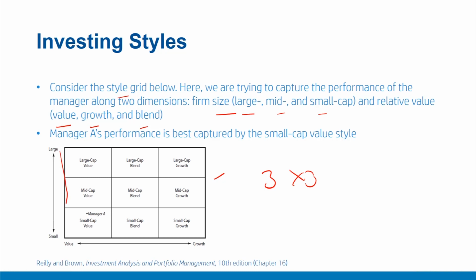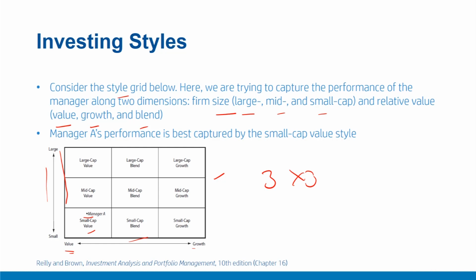style grid. In this 3x3 style grid, we have the size dimension from small to large and the value versus growth dimension. From one extreme, value, the other extreme is growth. In between there is a blend. Now any given manager, let's say manager A, can be classified across these two dimensions on any particular cell. So for example, manager A lies in this small cap value cell.